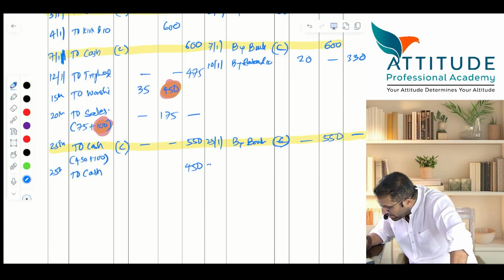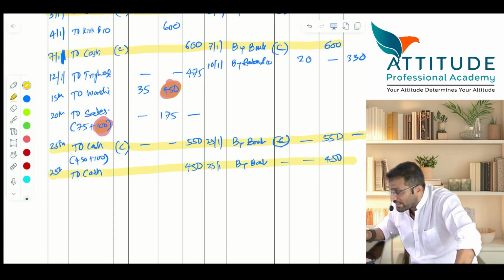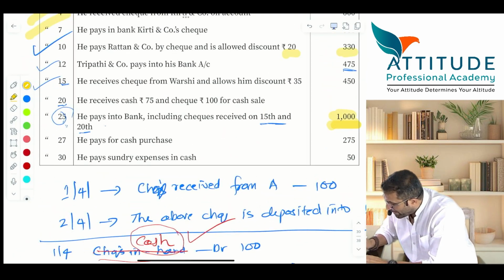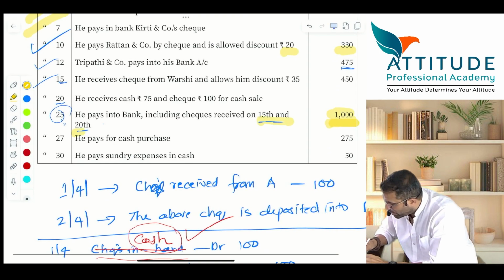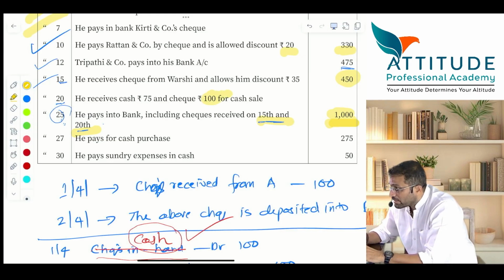और इधर 25th by bank in cash column. How much? 450. See, I have shown separately. They have shown 1000 at once because what they have written here, just check out. He paid into bank including check received on 15th and 20th. Now check received on 15th and 20th is ये 450 and 100. बराबर है? Means 550. वो छोड़ के I mean वो पकड़ के 1000 डिपॉजिट किया है.